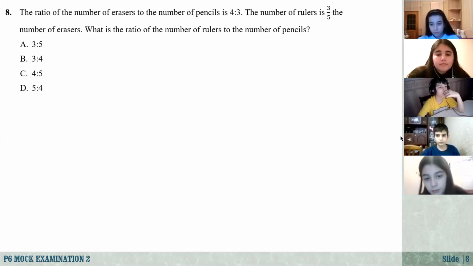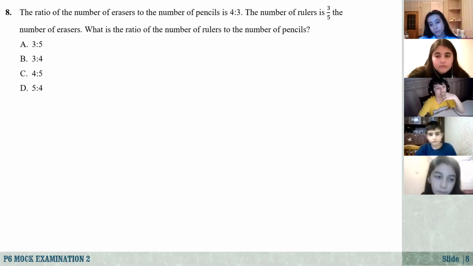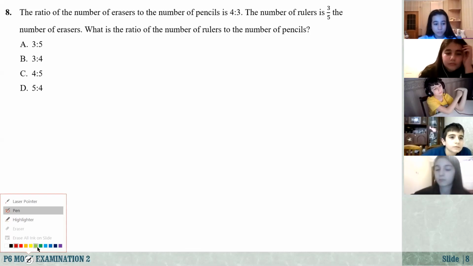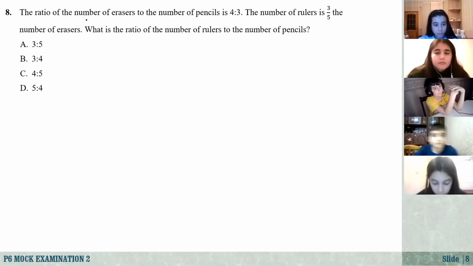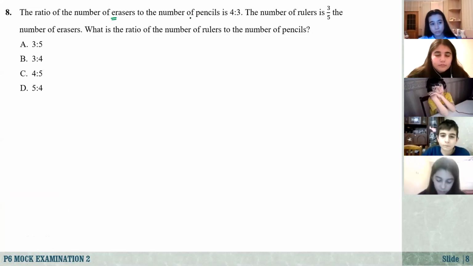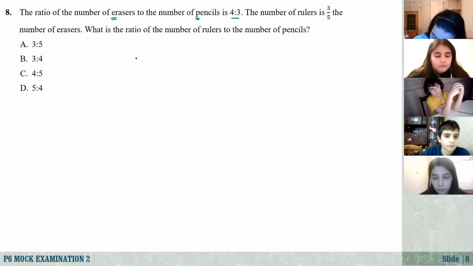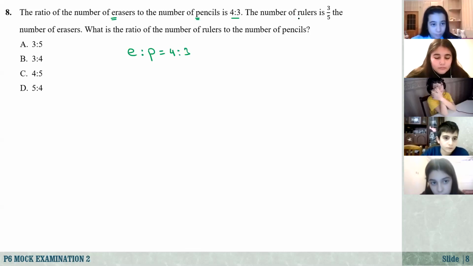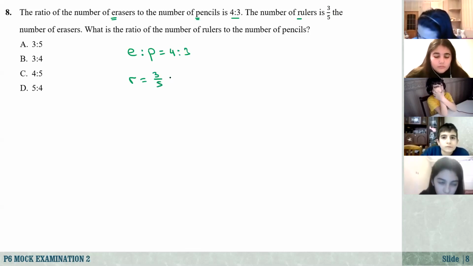Okay. Guys, again, how do we solve this question? One more answer. Who is he? Nigar C. Okay, let's see. Let's use green for this question. The ratio of the number of erasers to the number of pencils is 4:3. Let me write it mathematically: E to P is equal to 4:3. And the number of rulers is 3/5 of the number of erasers.